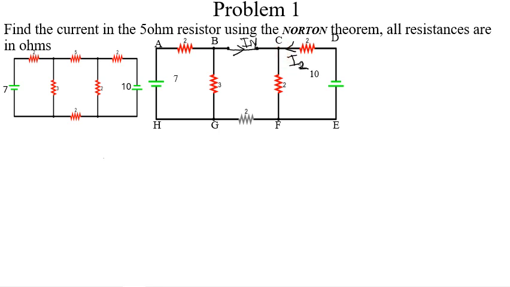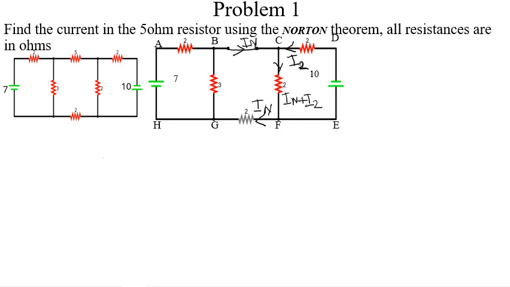So the currents that will be leaving node C are In plus I2. And at this node, the current that will be passing through this 2 ohm resistor, because when it gets here it will split, will be In. In will be passing through it.